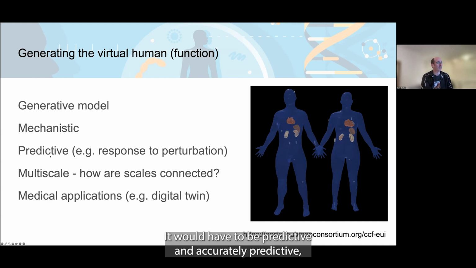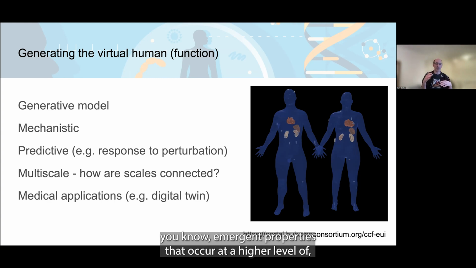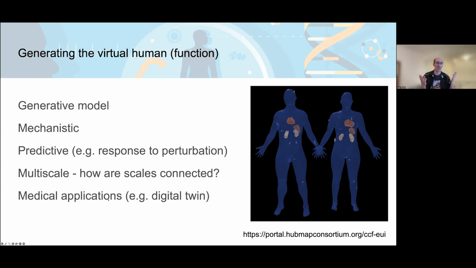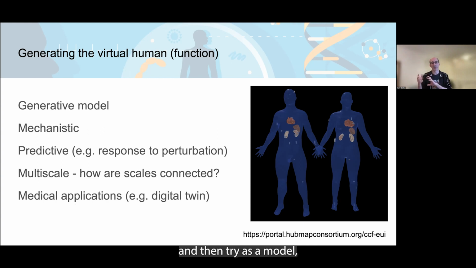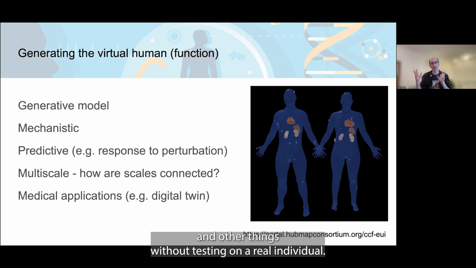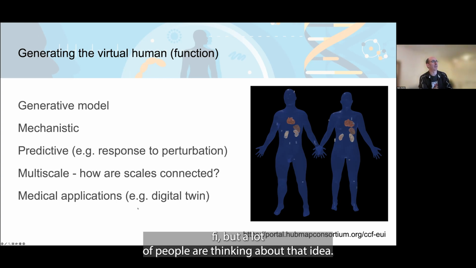It would have to be accurately predictive, like be able to predict the response of the system to perturbation, be able to link scales, like predict emergent properties that occur at a higher scale compared to a lower scale. And there are lots of interesting medical applications if we can get this to work, like digital twins, which is an idea that you could take parameters that are measured from an individual and parameterize a computational model, and use that model to make predictions or even test drugs and other things without testing it on a real individual. It's a little bit sci-fi, but a lot of people are thinking about that idea.